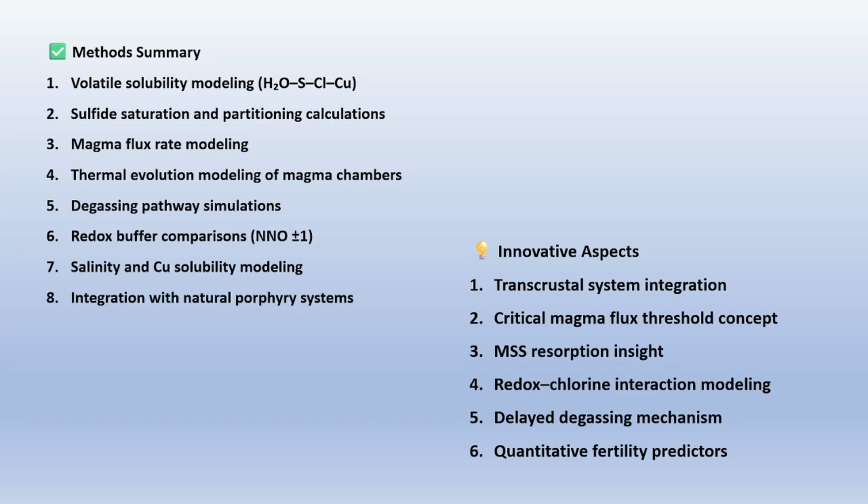The next thing is the delayed degassing mechanism. Authors highlighted how water-undersaturated magmas allow for enhanced copper delivery during delayed and focused degassing events. And finally, they provided quantitative fertility predictors. They developed a multi-parameter framework including fugacity of oxygen, water content, chlorine, and volume for forecasting copper deposit potential before eruption.